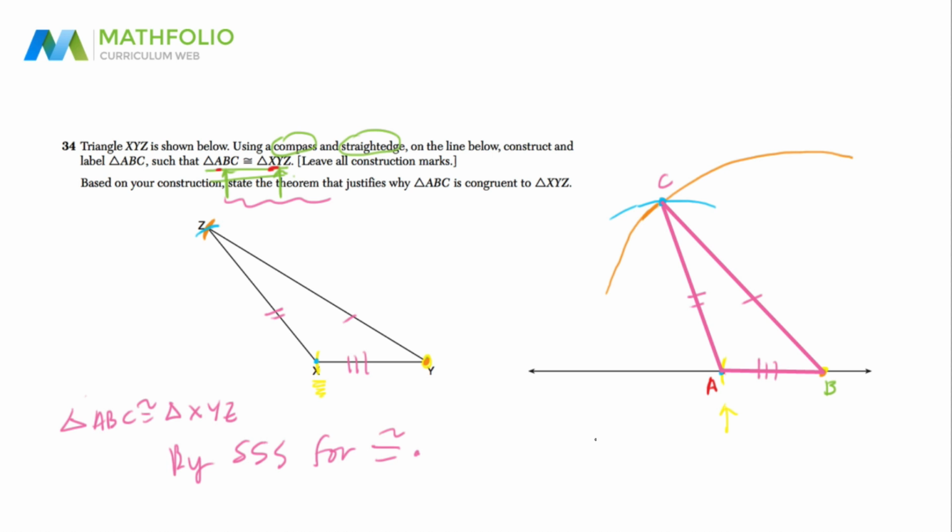Now there is another way that this could have been done. I could have opened up the compass for this side and matched it. I then could have actually copied an angle here and copied this angle using a different construction process, and then copied this distance here, and that would have also worked by side, angle, side. But in this case, I thought this was a little easier, so side, side, side for congruency does the job.